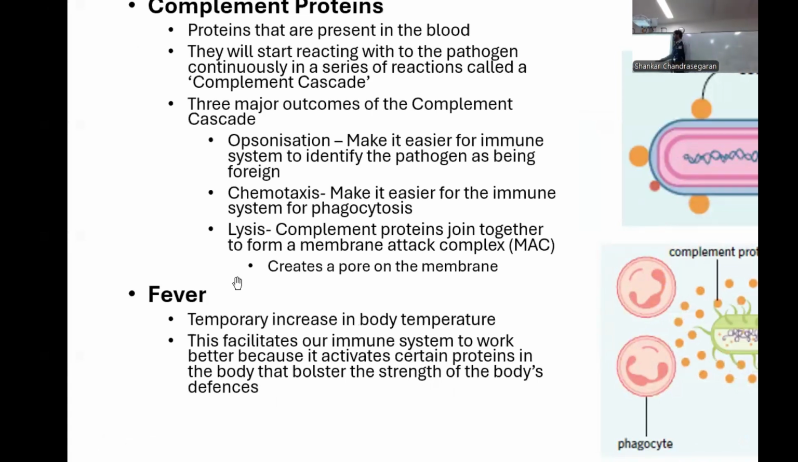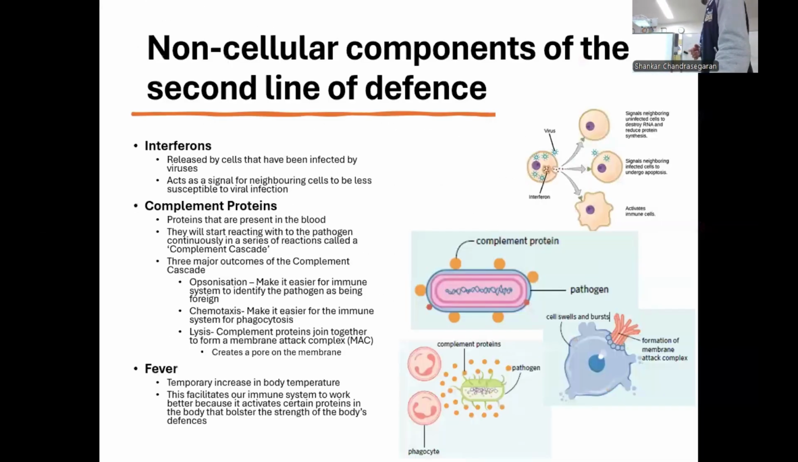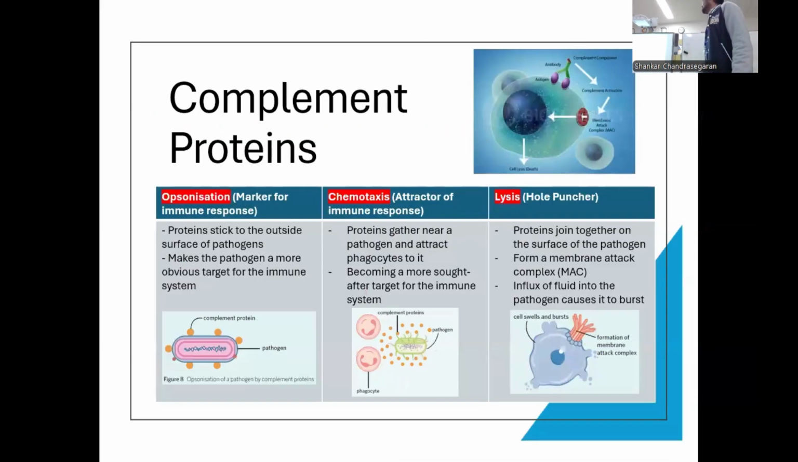But the last non-cellular component of your second line of defense is your fever, right? The fact that you get a fever is a programmed thing by your own body. Your body wants you to get a fever for a few reasons, as we will discuss very shortly. So essentially, let's talk about our complement proteins first, right?